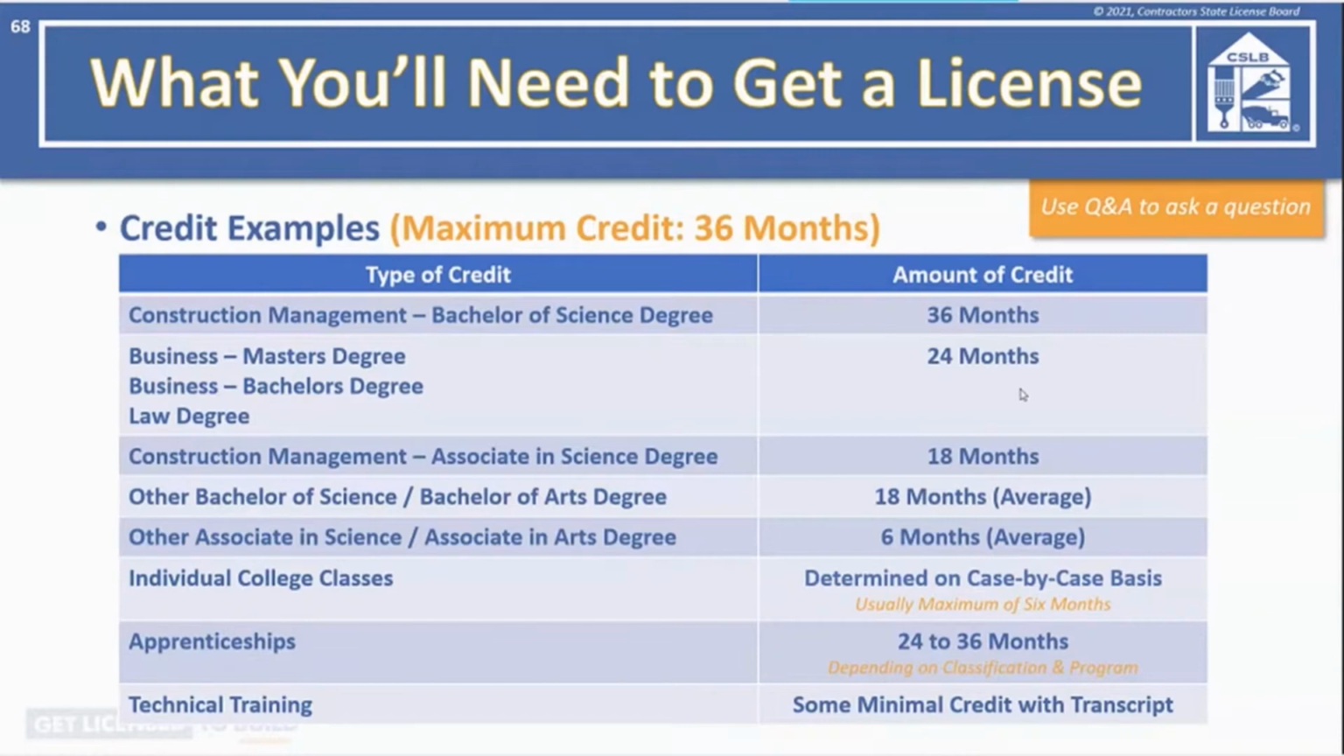How many years of experience do you need for a C61? So all of our requirements are the same. Everybody needs 4 years of experience within the last 10 years in the trade that you are applying for.